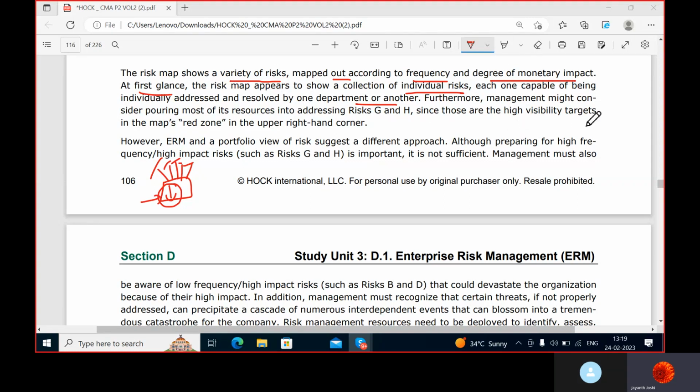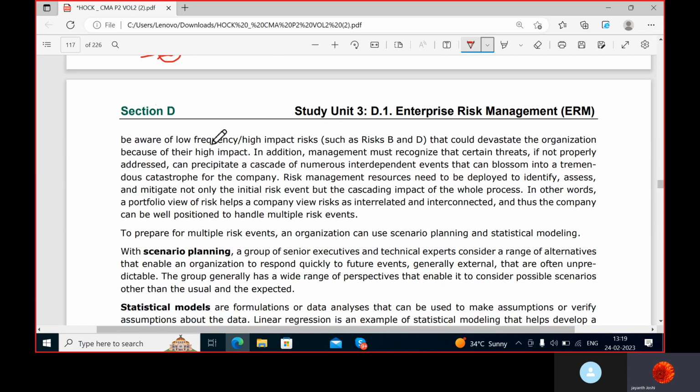Since those are high visibility targets, we have seen this. However, enterprise risk management and the portfolio view of risk suggest a different approach. Although preparing for high frequency, high impact risks such as G and H is important, of course, it is not sufficient. Management must also be aware of low frequency, high impact risks.